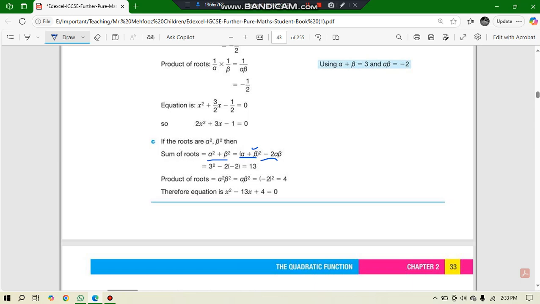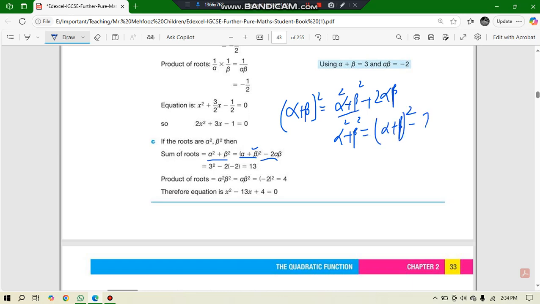You can write it as alpha plus beta whole square is equal to alpha square plus beta square plus 2 alpha beta. So if we are finding the value of alpha square plus beta square, it is equal to alpha plus beta whole square minus 2 alpha beta. So this is the formula by which we deduce it.